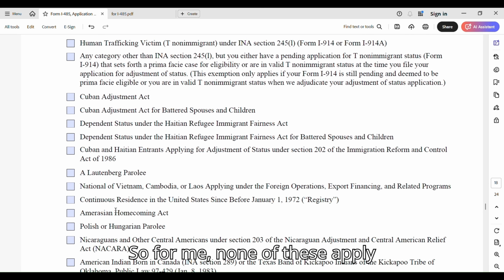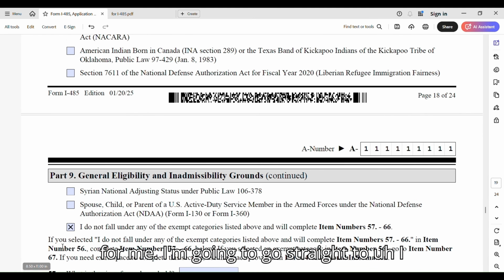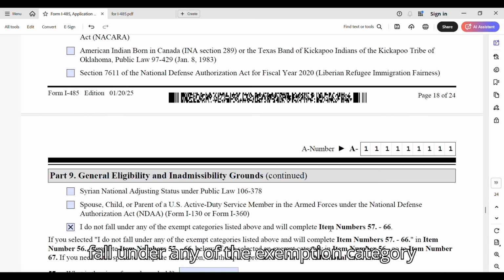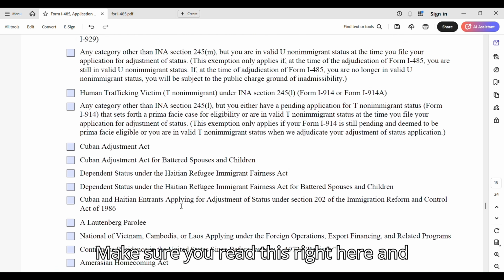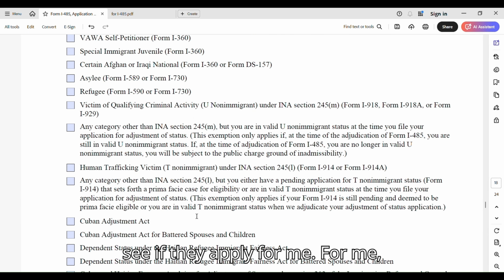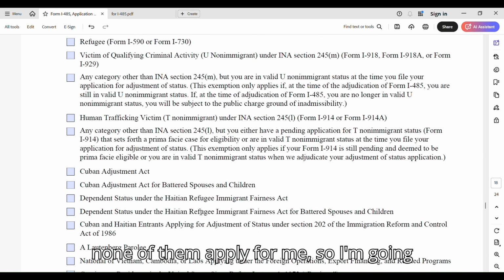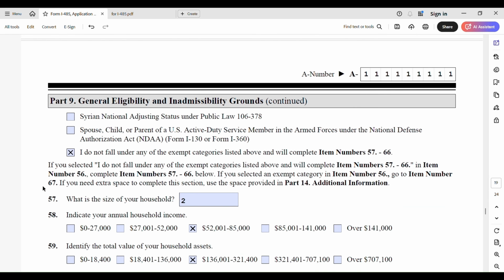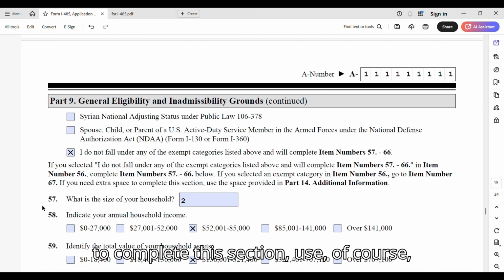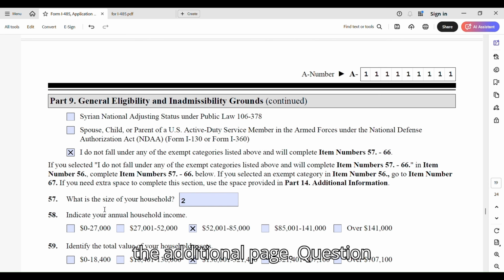For me, none of these apply. I'm going to go straight to 'I do not fall under any of the exemption categories listed above, and I will complete item numbers 57 to 66.' Make sure you read this right here and see if they apply to you. For me, none of them apply, so I'm going to go straight to question number 67. If you need extra space to complete this section, use, of course, the additional page.